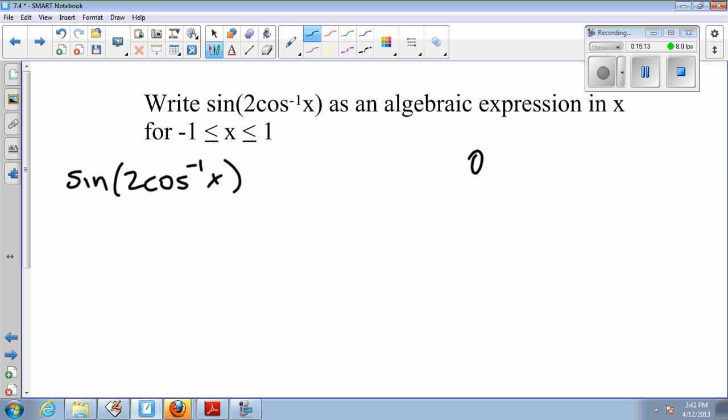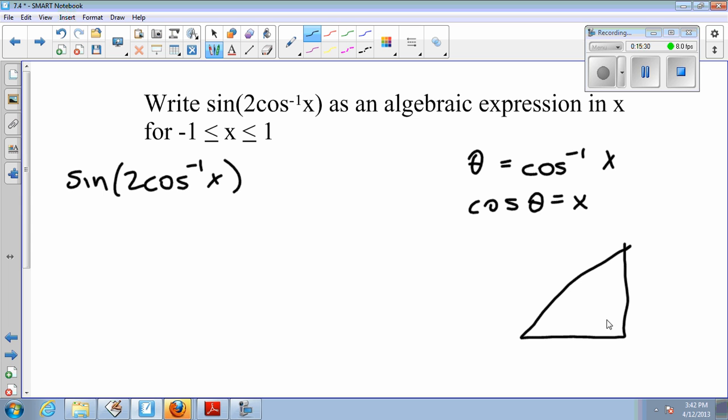So once again, we're going to take theta and set that equal to inverse cosine of x. Therefore, cosine of theta equals x. So this is just like the last problem. We're going to set up our right triangle. We have theta. Adjacent is x, hypotenuse is 1, and we already know the opposite is square root of 1 minus x squared. So we're going to replace the inverse cosine of x with theta. So now we're at sine of 2 theta.